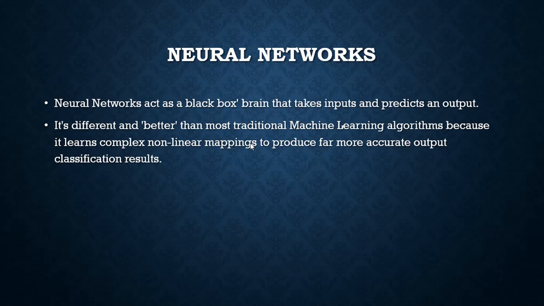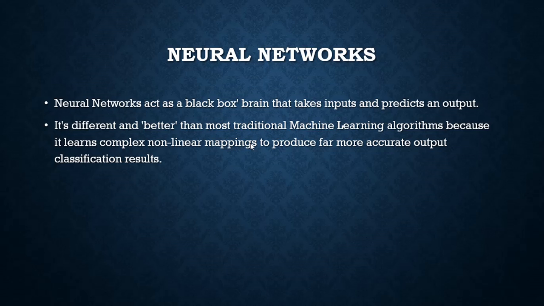First, if you see here, a neural network acts as a black box, like a brain, that takes the input and predicts an output. Since it's a black box, the method is more complex. It has so many hidden layers, but we can see with one single hidden layer how the process goes on from input to output.